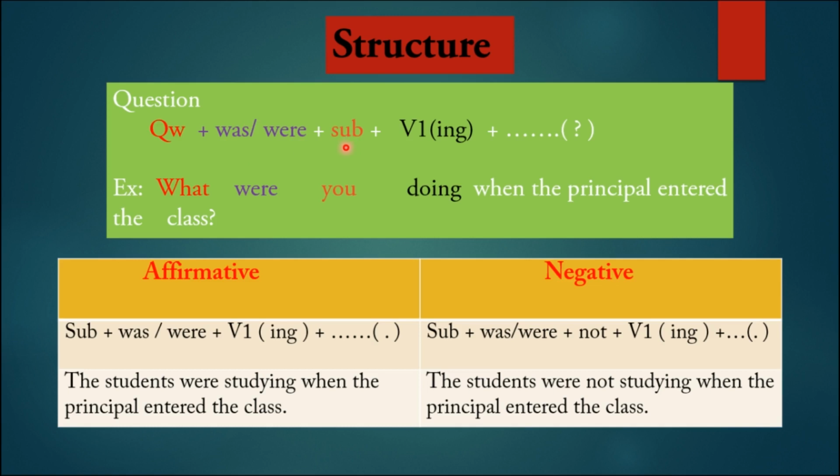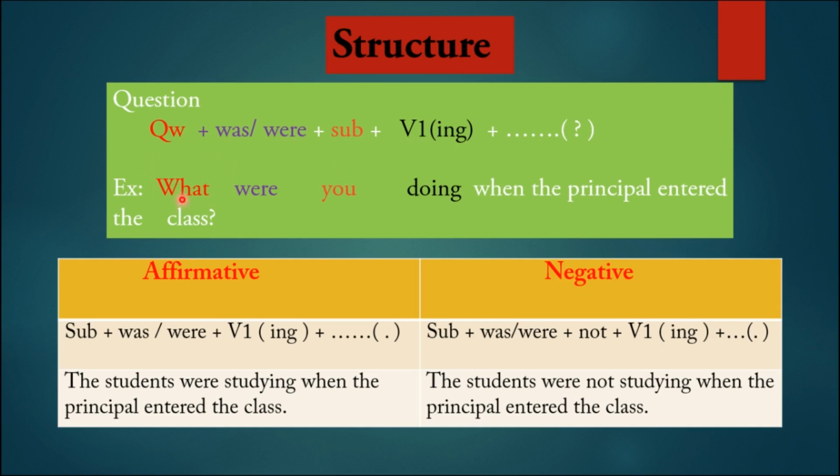Singular means first person singular I, and third person singulars he, she, it are followed by was. The rest, you, we, they, are followed by were. In the question, the verb is preceded by the subject, and the subject is followed by V1 ing form.